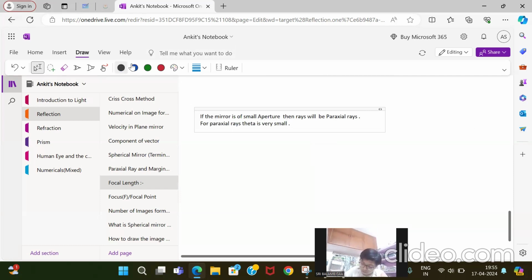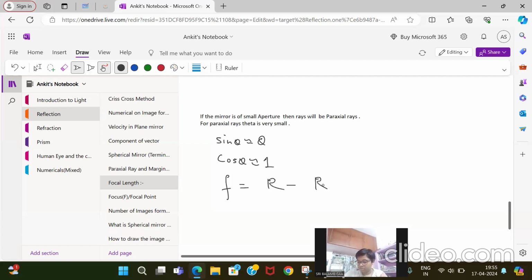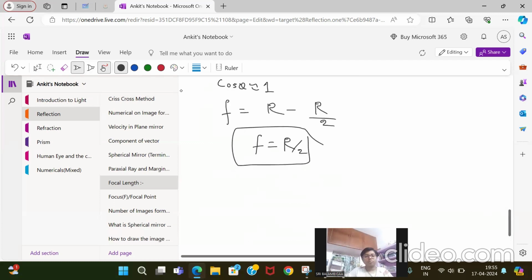And you will learn in class 12, if theta is very small, sine theta is approximately equal to theta, and the value of cos theta is approximately 1. So what is the formula then? Sec theta is 1 upon cos theta. If cos theta is 1, then sec theta is 1. Then finally, what is the focal length? R by 2. F is equal to R by 2. Clear?